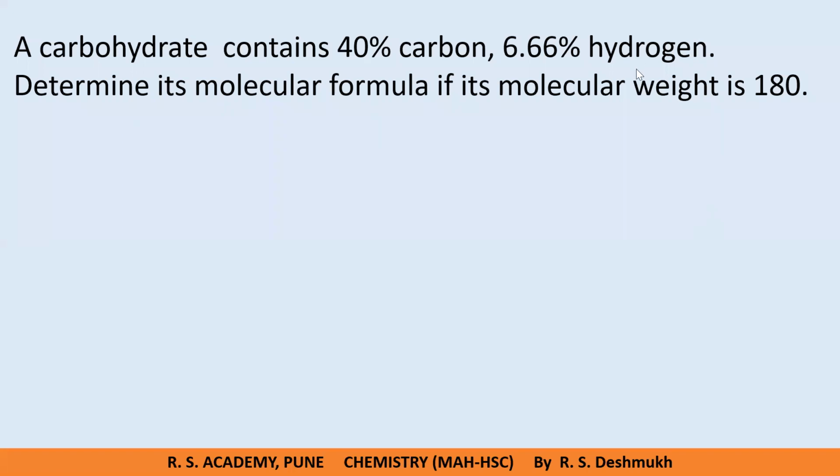Okay, listen here. In this case, I want to calculate the empirical formula of a compound. First thing, what they gave: a carbohydrate contains 40% carbon, 6.66% hydrogen. Determine its molecular formula if the molecular weight is 180. In this case, I will say carbon is 40% and hydrogen is 6.66%. So the thing is, what is the remaining percent? Because the total should be 100%.